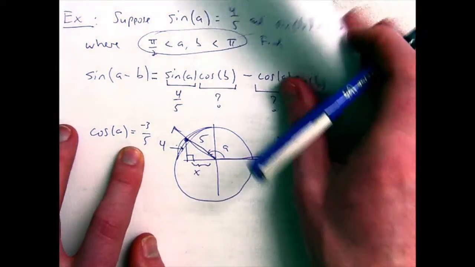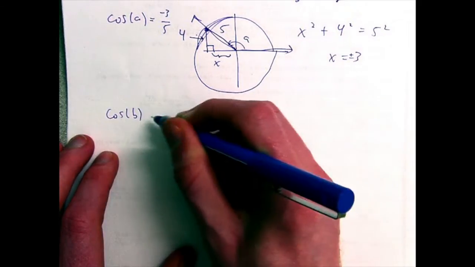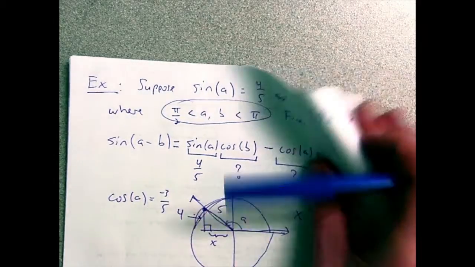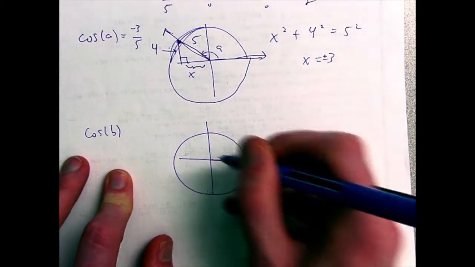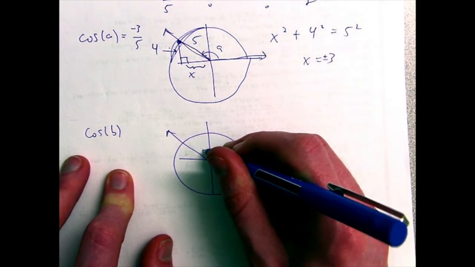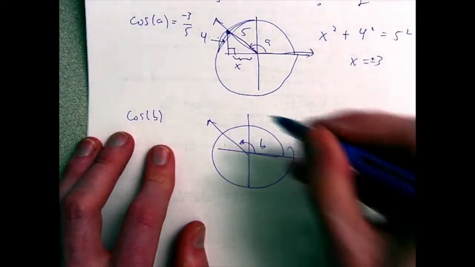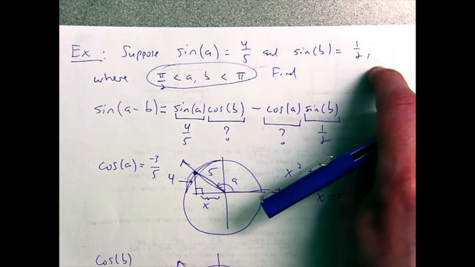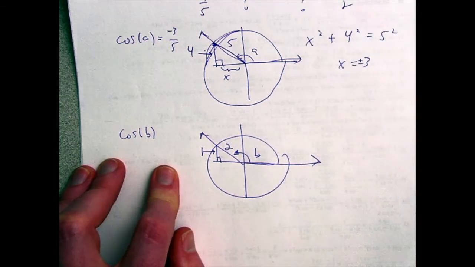And now a similar diagram will allow us to find the cosine of B, the other thing that we're trying to find, right? We need to know the cosine of B as well. So here's a circle. Let's say that angle B is here. We know that B is in the second quadrant, right? Both A and B are in that second quadrant. So let's say that B is here. Draw a right triangle. What do I know? I know that the sine of B is 1/2. That means that opposite is 1, hypotenuse is 2. So 1 is the length of this side, and 2 is the length of the hypotenuse.